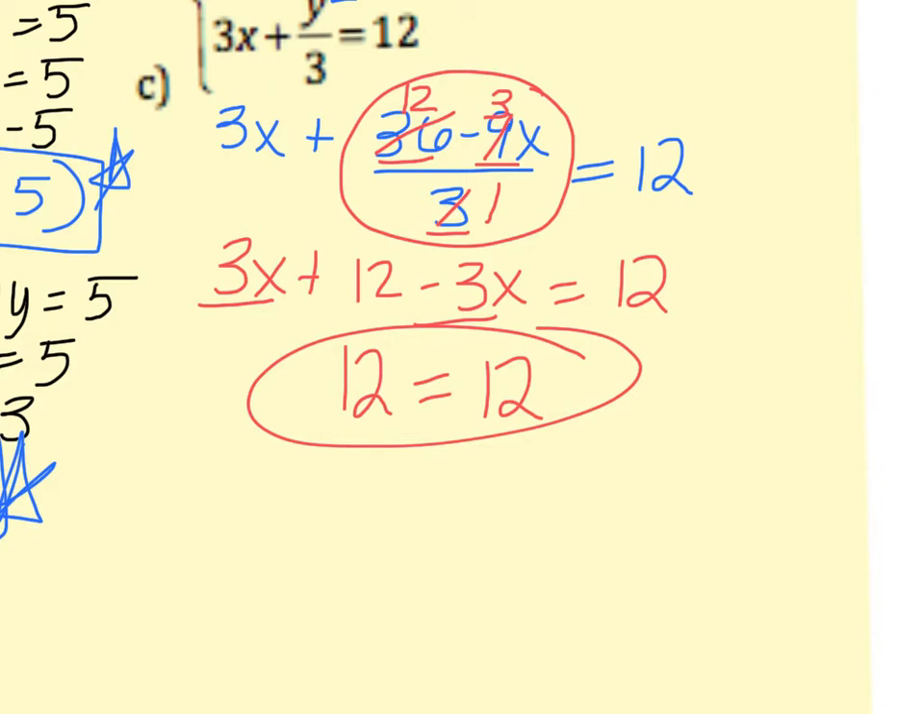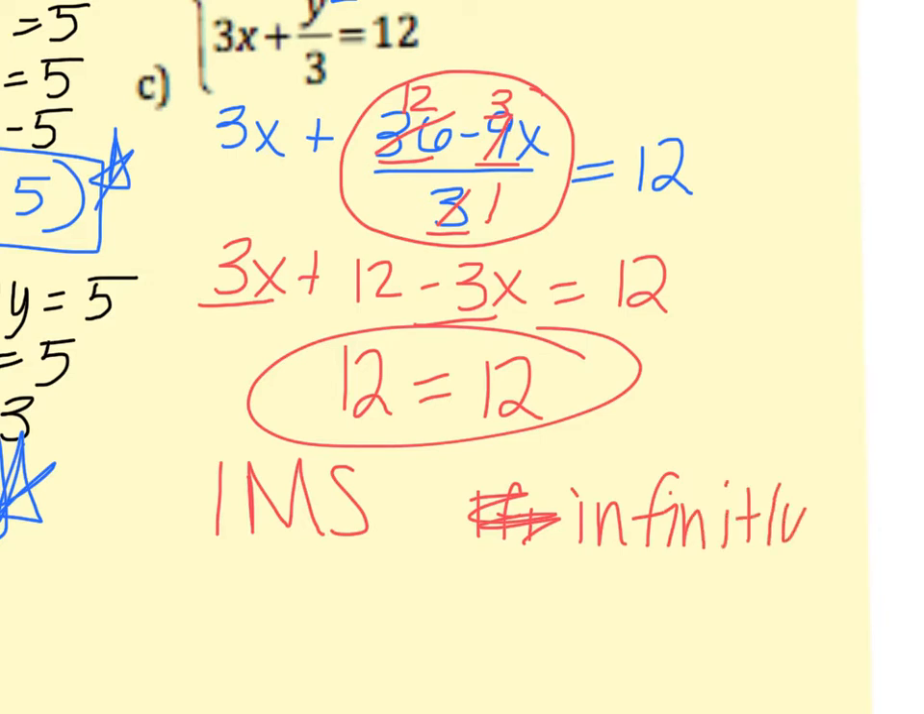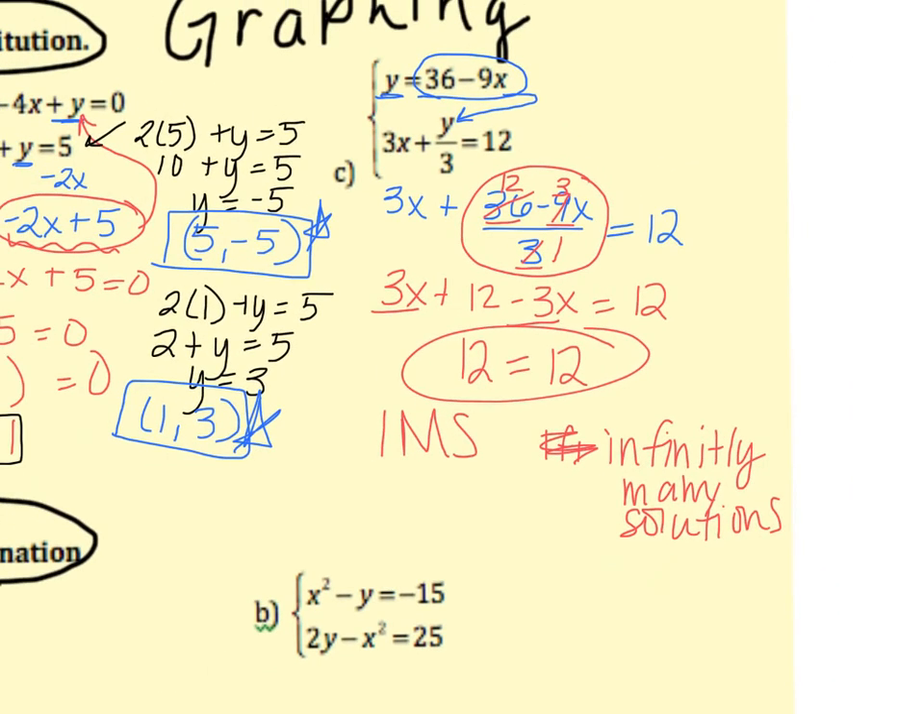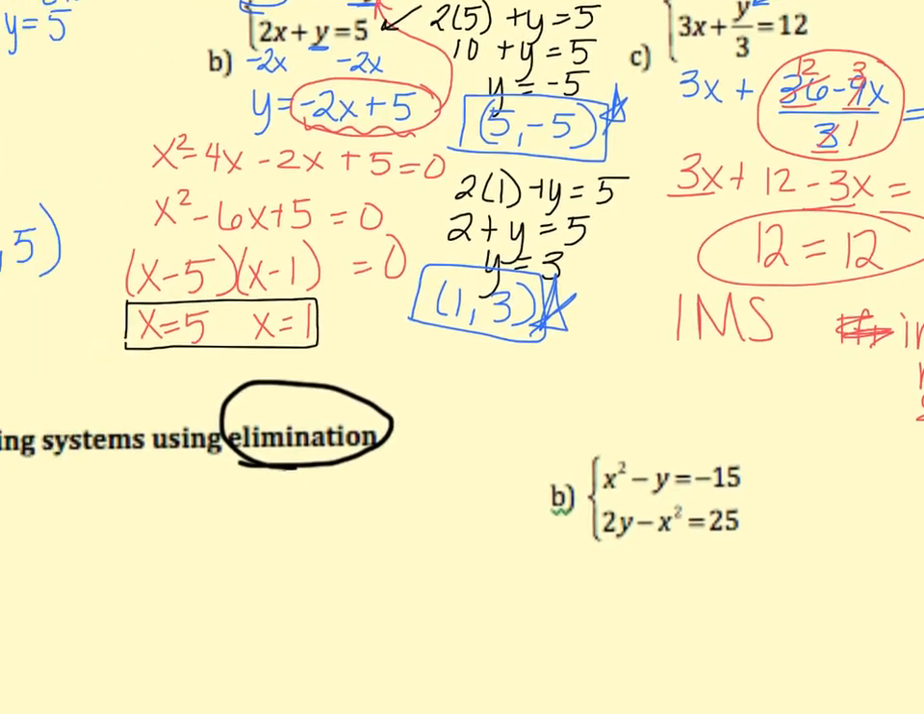12 does equal 12. When you get something like that, your answer is going to be infinitely many solutions. Okay, infinite, if I can spell, the many solutions. Okay, that means there's multiple x values and multiple y values that will satisfy this equation. Okay, so that's a recap on solving by substitution.